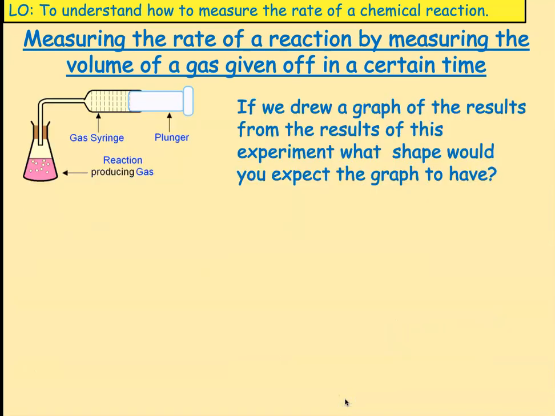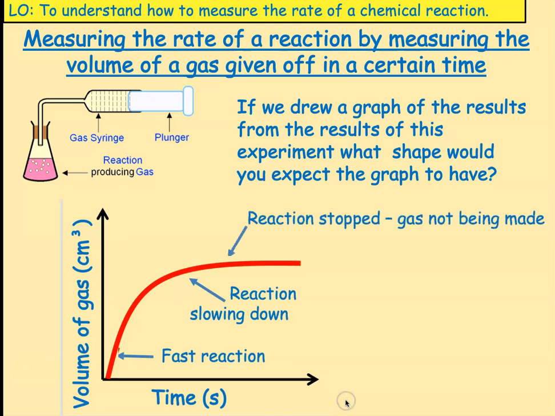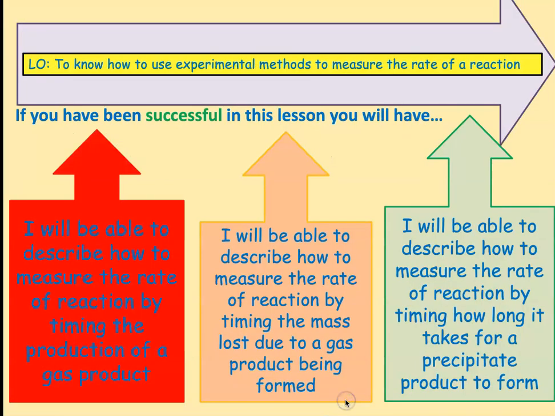Okay, so if we drew a graph of the results from this experiment, what shape would you expect the graph to have? Okay, it would look like that. It would start off at 0 and then the volume of gas would build up. So at first you'd have a fast reaction, then it would slow down, then it would stop. Okay, so that's our first method.